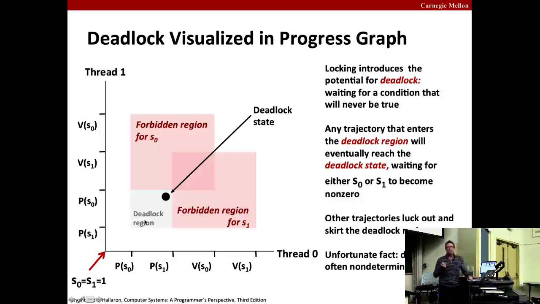So this is the really nasty part, is that you may run your program 1,000,000 times, and every one of those 1,000,000 trajectories skirts the deadlock region. But on the 1,000,001st time that you run it, it enters the deadlock region and then deadlocks. So it's a very tough problem to deal with.